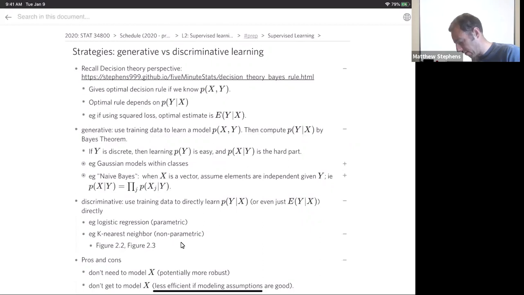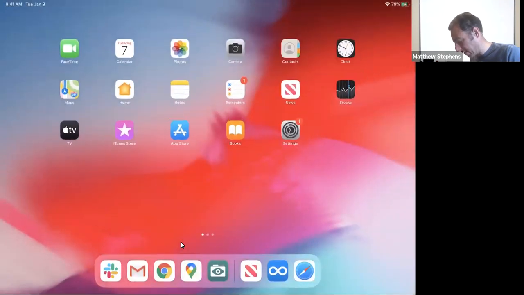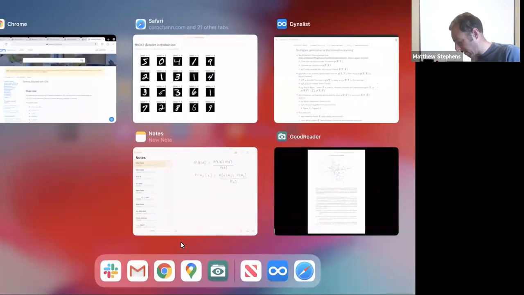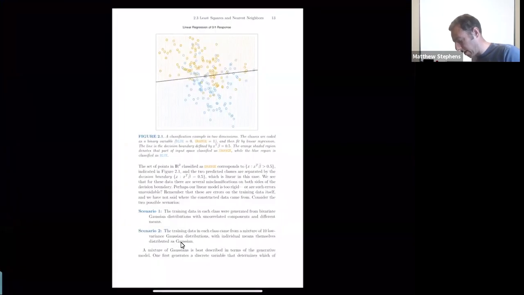So let's have a quick look again at the textbook. So here's their kind of toy example. If we wanted to take a generative approach to this, we might model the orange dots as being from a bivariate normal distribution and the blue dots as being from a bivariate normal distribution.